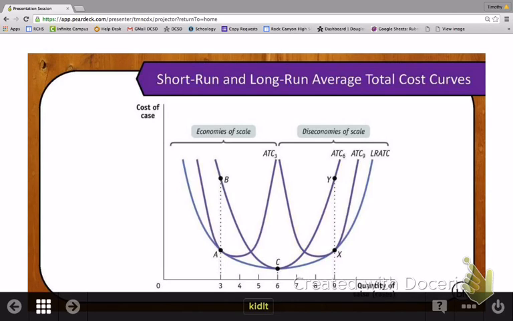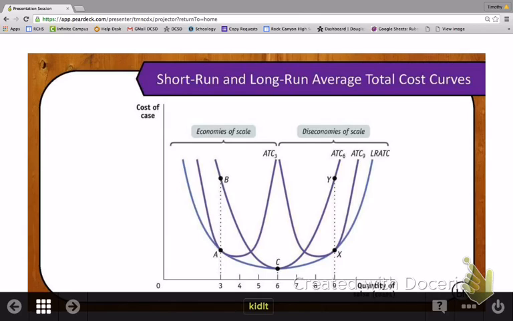Once we reach the minimum point on the long-run average total cost curve, then average total costs begin to rise, and we call those diseconomies of scale. Now, why does that happen? Well, long-run average total cost is rising as the firm expands even further. In this range of the curve, the firm is no longer benefiting from expansion due to decreasing returns to scale like it was earlier on.